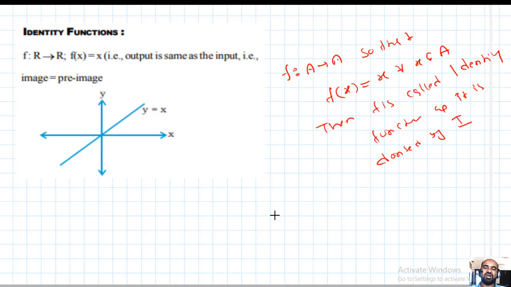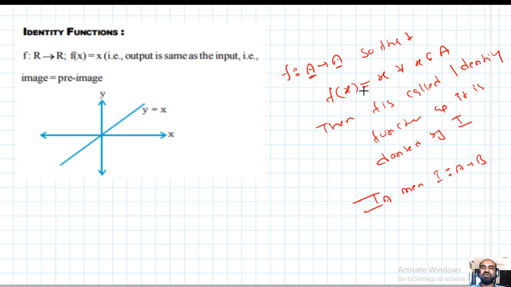Instead of writing a function from A to B, you always write I is a function from A to A. Important: the domain and codomain should be the same to define the identity function. Don't think A to B. If it is A to B, then B should be equal to A, only then the identity function is defined. I_A means I is from A to A, I_B means I is from B to B. All the elements are paired with themselves only. Such a function is called the identity function.